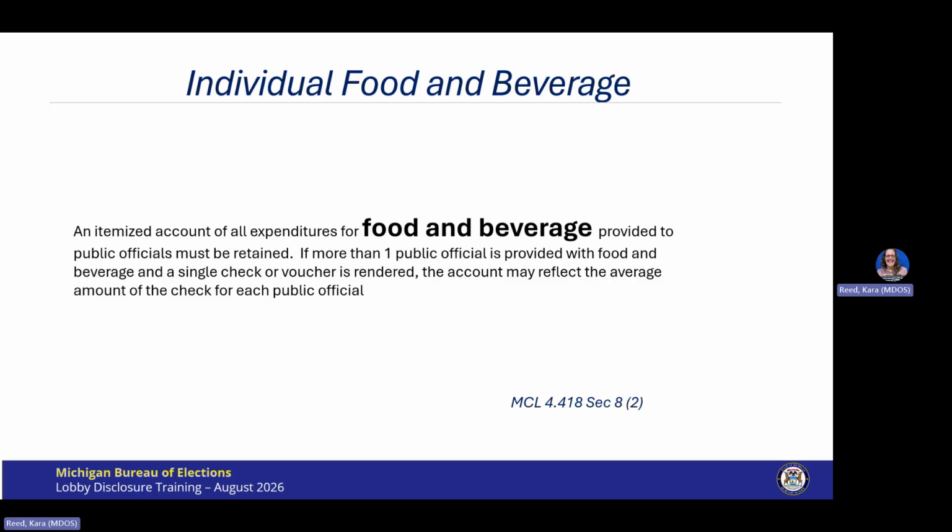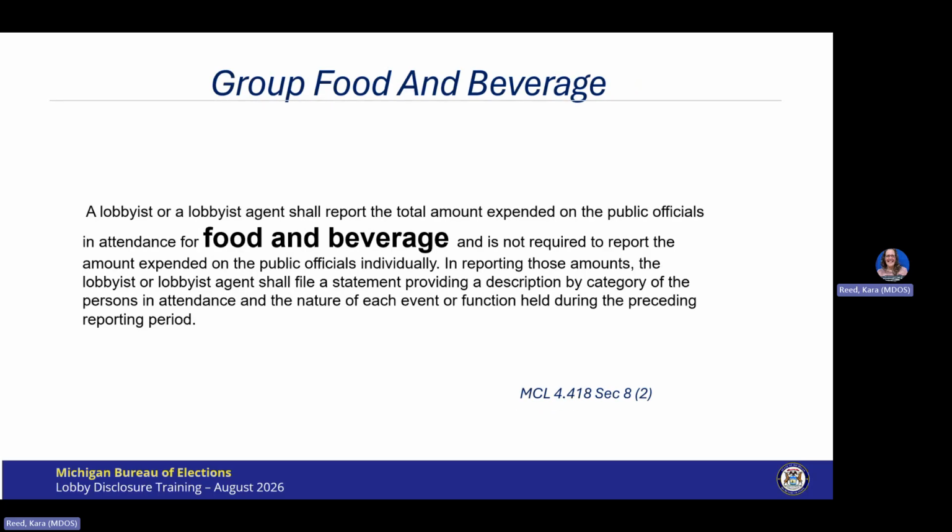Now, if a single check was used to pay for food and beverage on behalf of 2 to 25 public officials, you are able to average the check and report that total for each public official. Finally, we have group food and beverage expenditures for public officials. You will use this to report food and beverage expenditures for groups of more than 25 public officials. You will include the type of function held, a description by category, and the date and total amount expended for food and beverage.